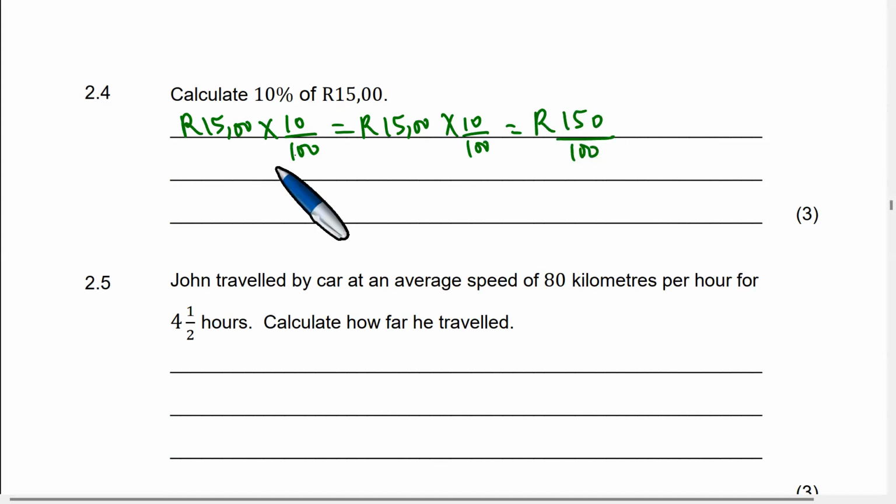When you're dealing with percentages, you keep the denominator as 100, and then you move the decimal place 2 places. So it's 1 rand 50, so you can put a comma like the way they're writing. So 10% of 15 Rand is 1 rand 50. Next question.